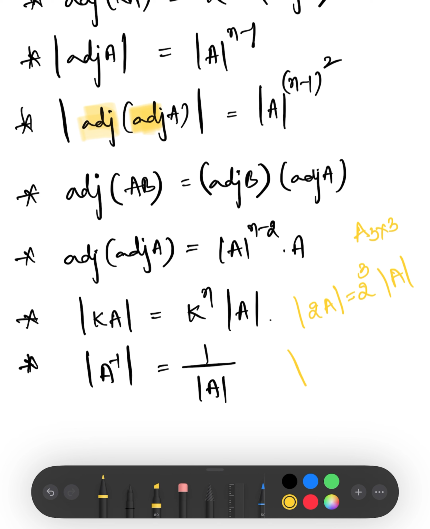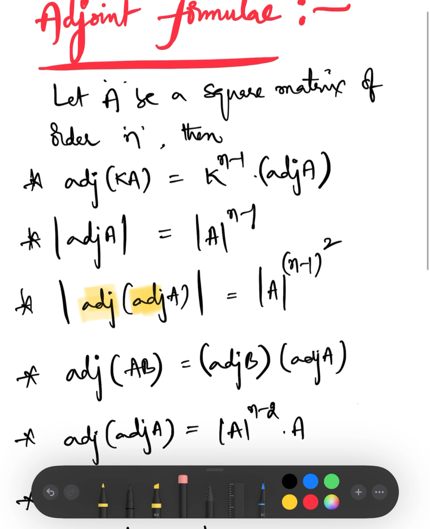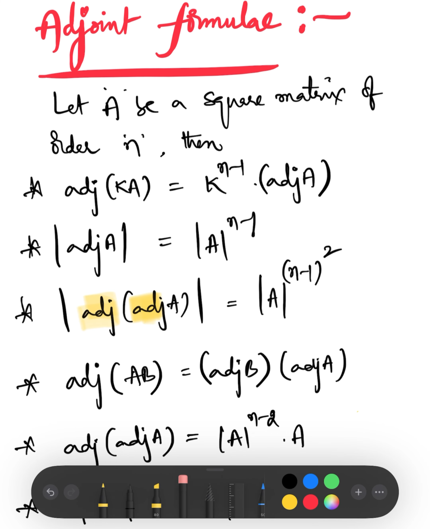Suppose it is 5 times A, where A is a matrix of order 2, then we can write this as 5 square into det A. So this is the concept, and this is the way we can solve this type of questions. Now coming to the next, very important one, which will be used in board exams also and in KSET level exams also. The most important formula is det of A inverse, which is equal to 1 by det A. These are the most important properties, and from these properties we will get one question in the JEE Mains exam.